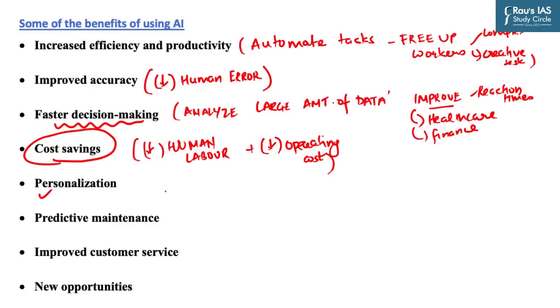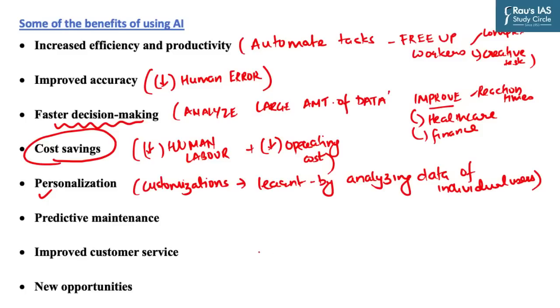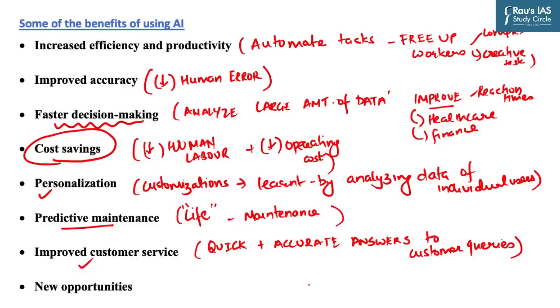Now, AI systems can provide personalized experiences and customizations which they have learned by analyzing the data of individual users. Further, AI will help in predictive maintenance. AI can be used to predict when equipment is likely to fail, that is, to determine the life cycle of any equipment, follow up maintenance, and will also help in the longevity of the product. It will certainly improve customer service as AI powered chatbots can provide quick and accurate answers to customer queries. And last, AI will also open the door for new opportunities.